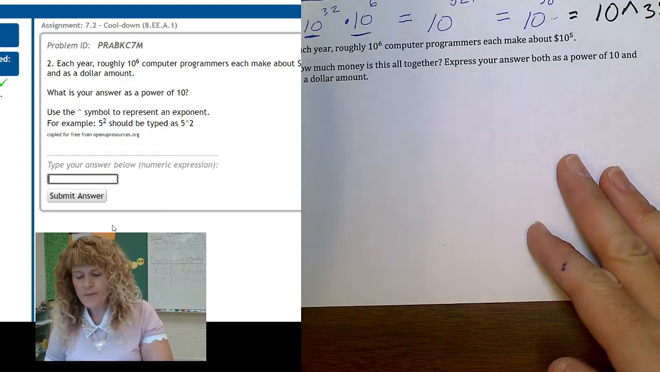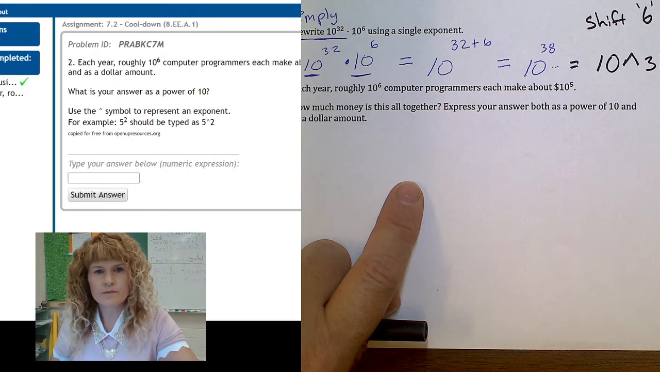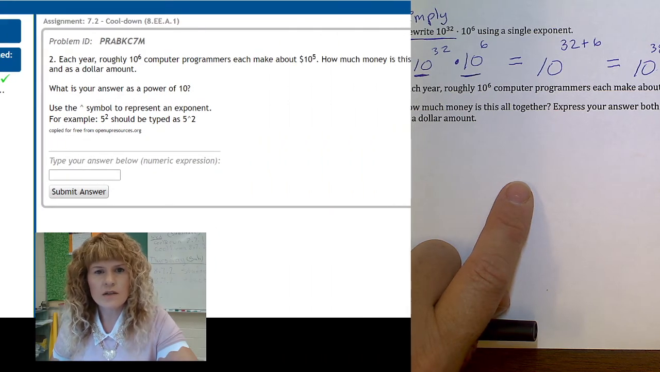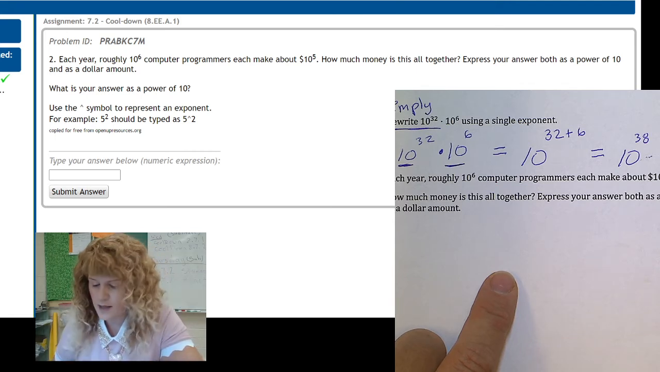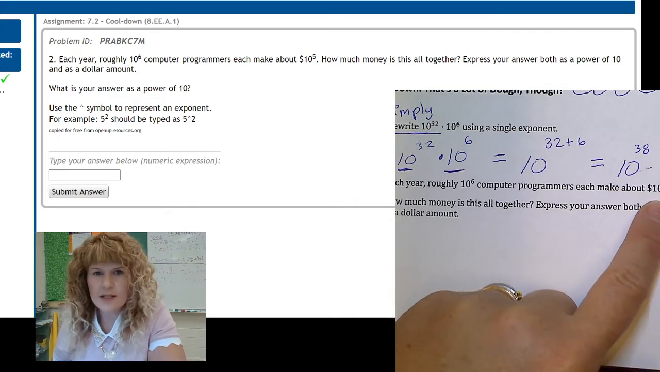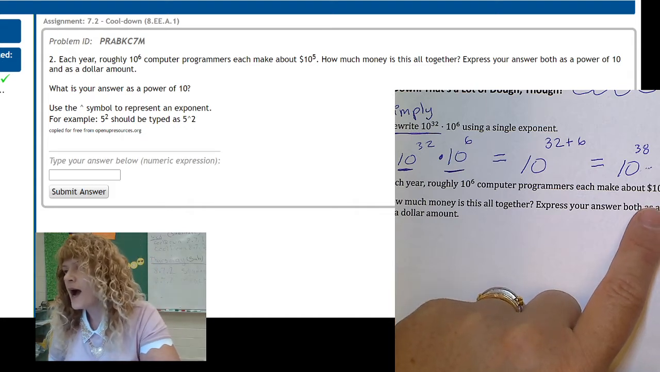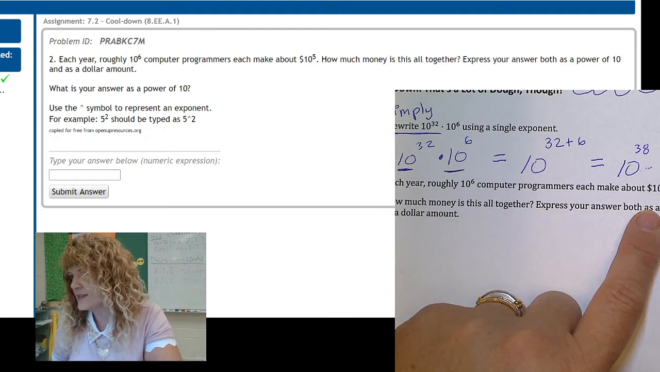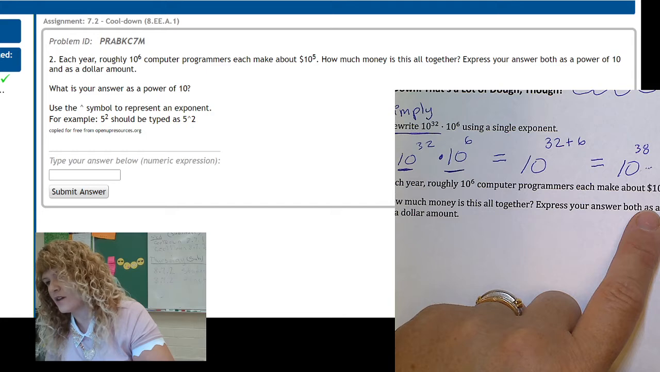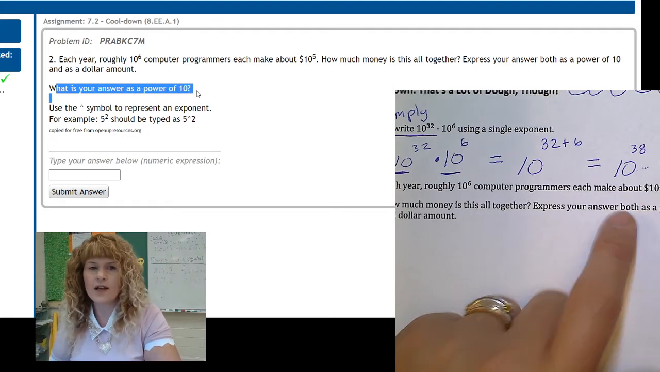Number two on the computer, number 4 on your paper, it says, each year, roughly 10 to the 6 computer programmers each make about 10 to the power of 5, 10 to the 5th dollars. You can say 10 to the 5th or 10 to the power of 5. How much money is this all together? Express your answer both as a power of 10 and as a dollar amount. And then it says, what is your answer as a power of 10? So first, you're going to enter in, what is your answer as a power of 10?